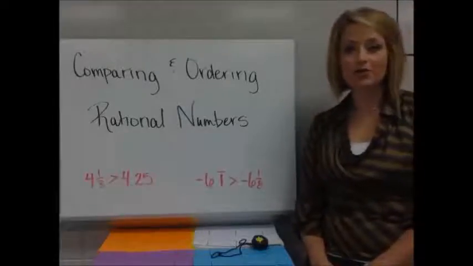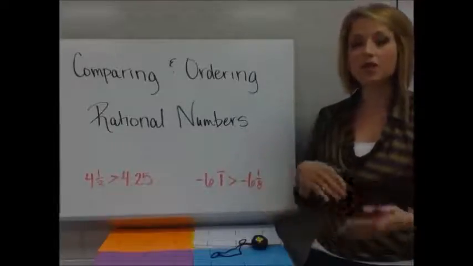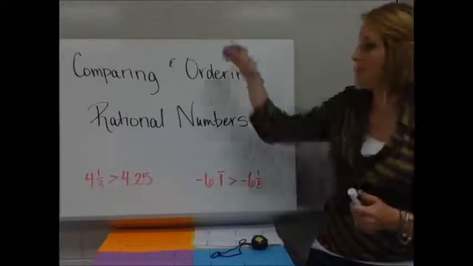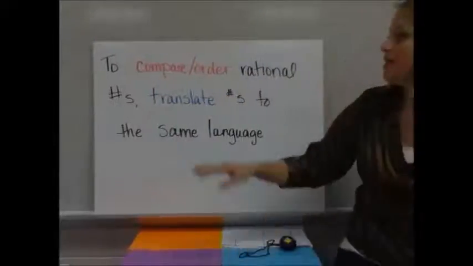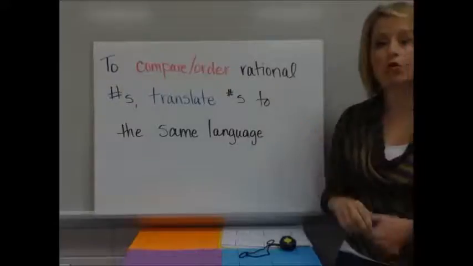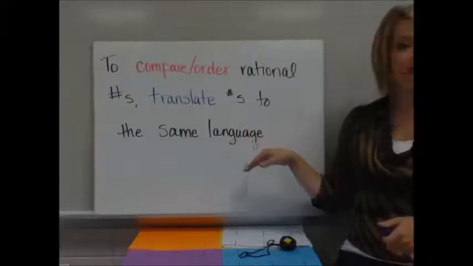Comparing and ordering rational numbers. This lesson applies what you learned in the last lesson about translating between fractions and decimals. To be able to compare or order rational numbers, you want to translate those numbers to the same language.